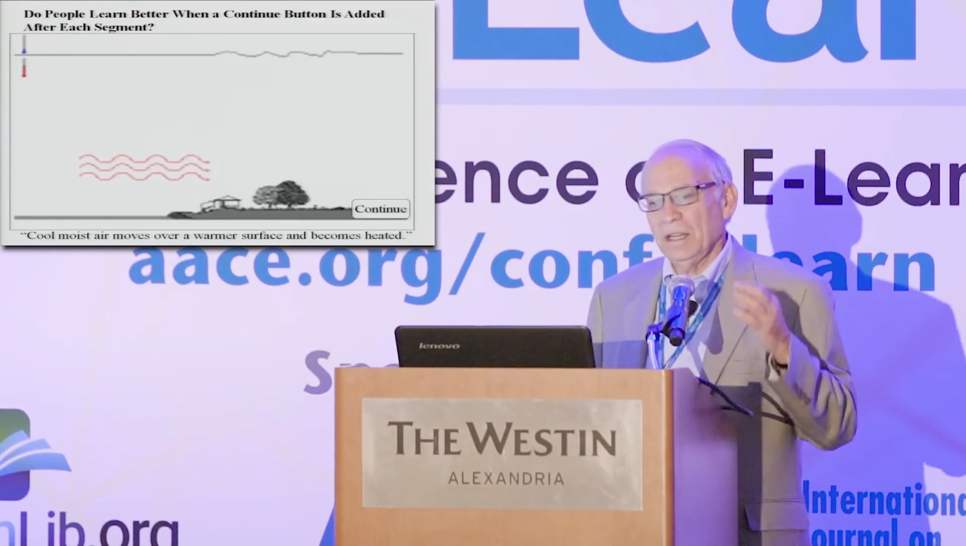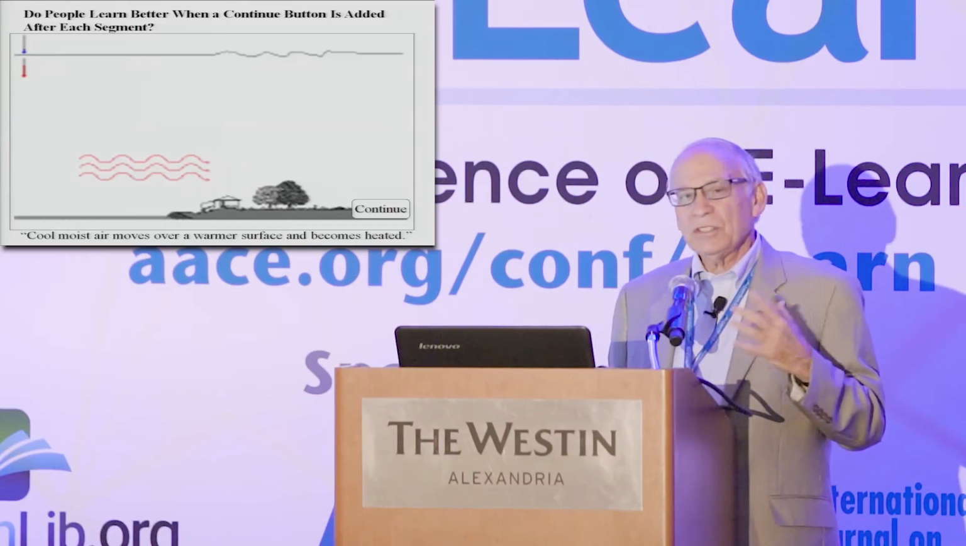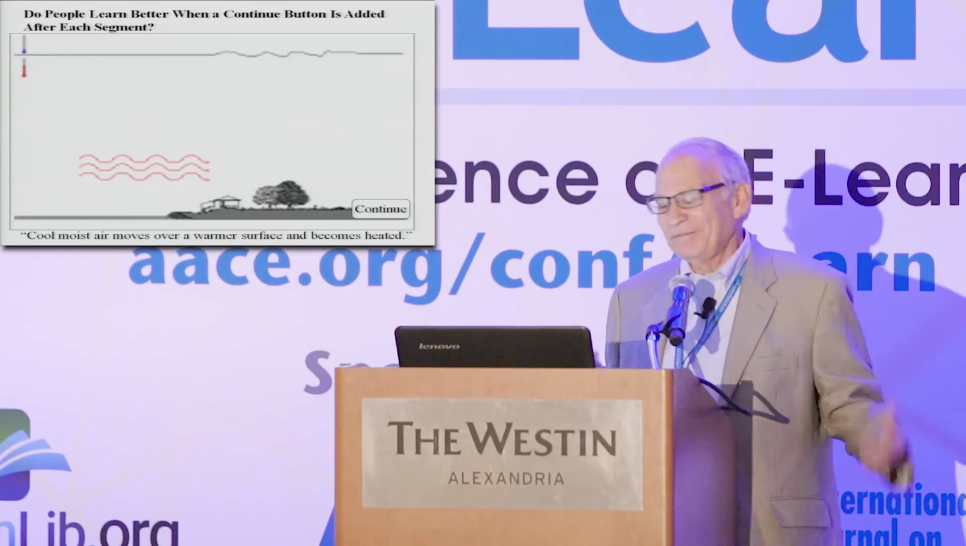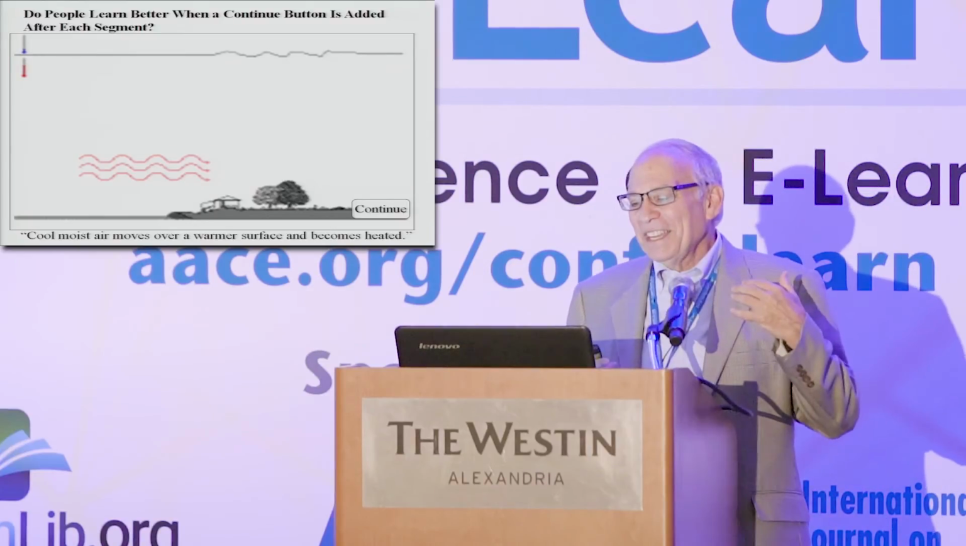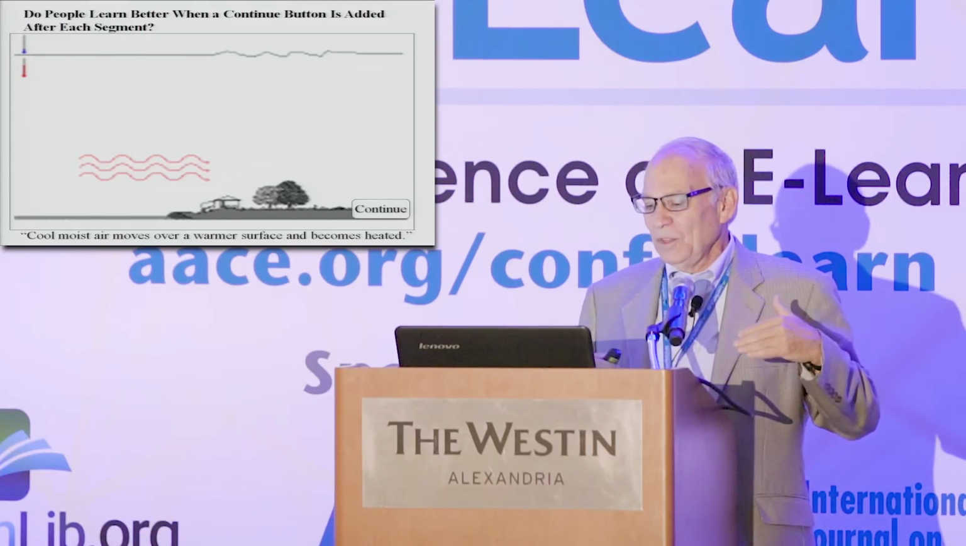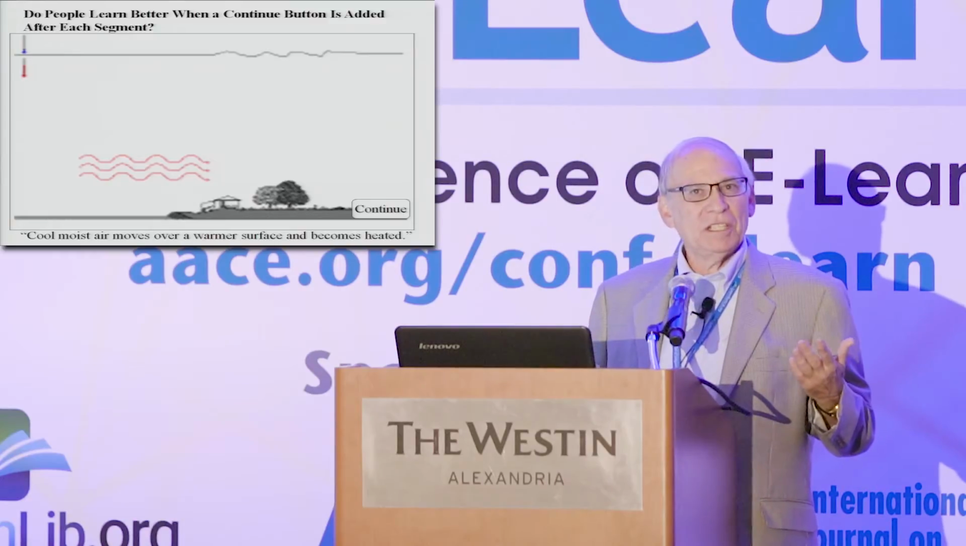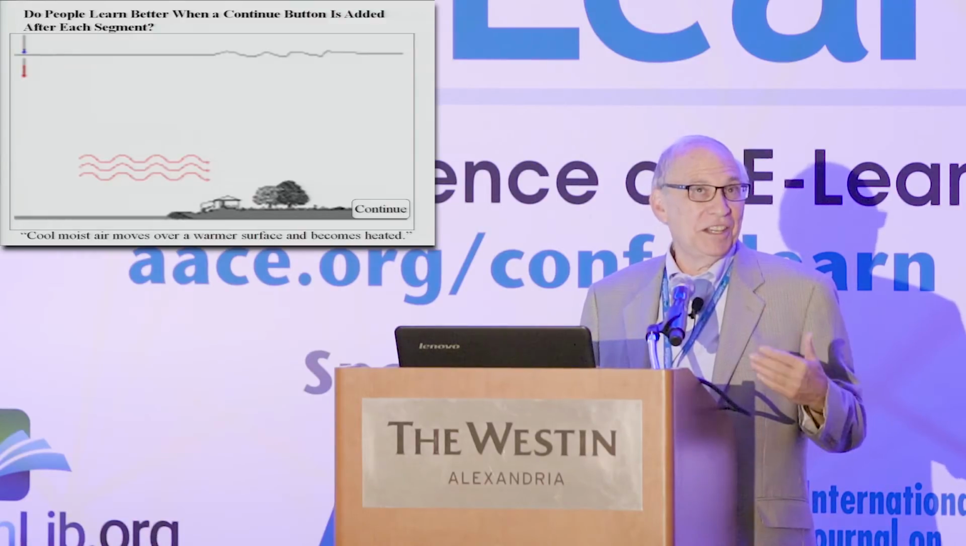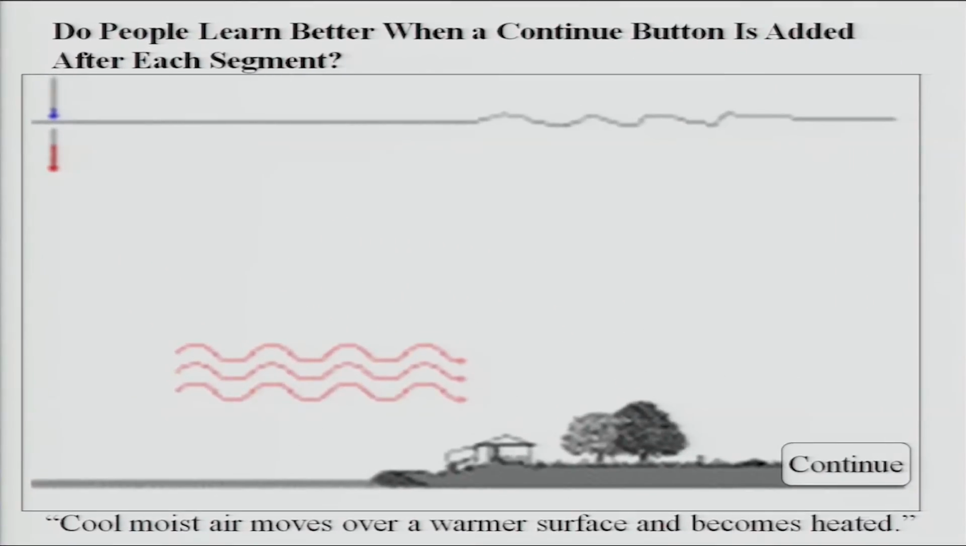So first let me look at segmenting. So here's, again, a lesson on lightning formation, which obviously we've used a lot. And in this lesson, you are watching a narrated animation. It lasts about 2.5 minutes. In a continuous version, you just watch the whole thing. But in a segmented version, there's a little continue button, in this case in the lower right-hand corner, and you click on that. After about 8, 9, 10 seconds, it stops, and you can click to go on.